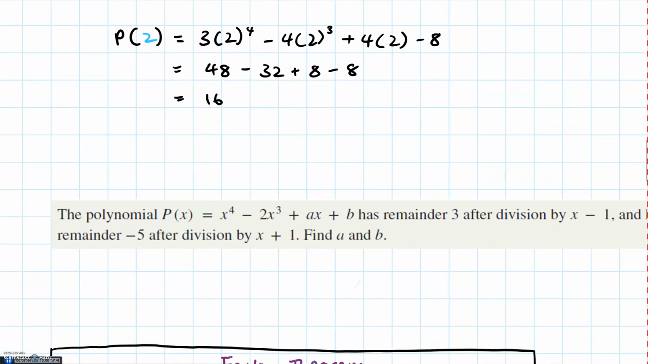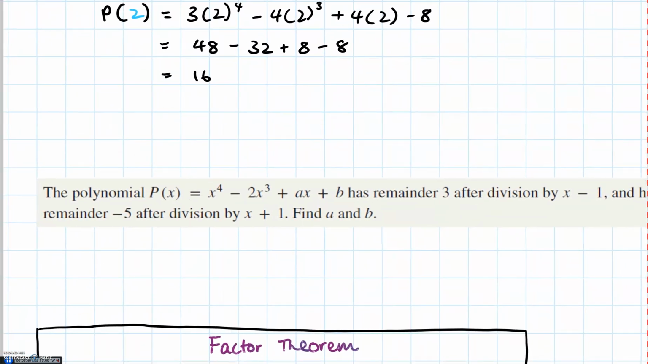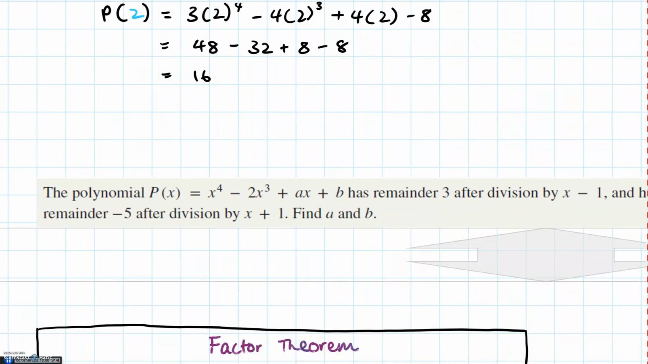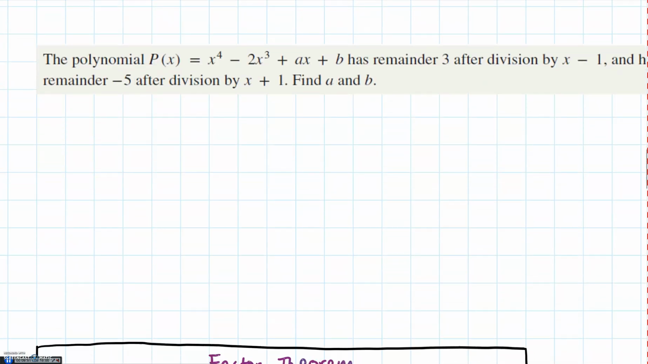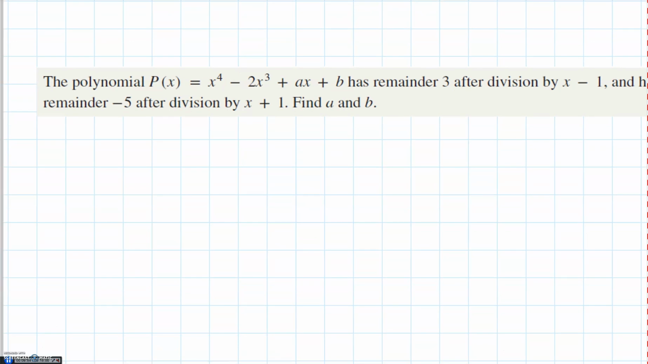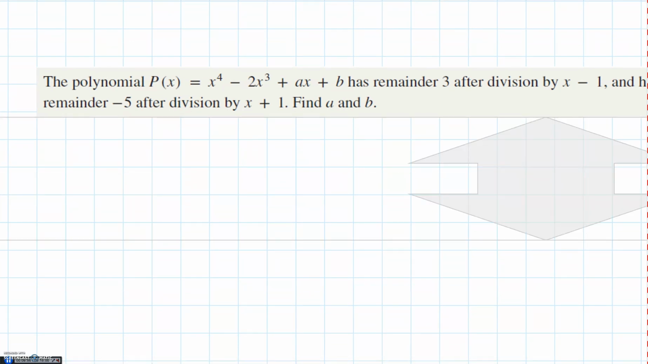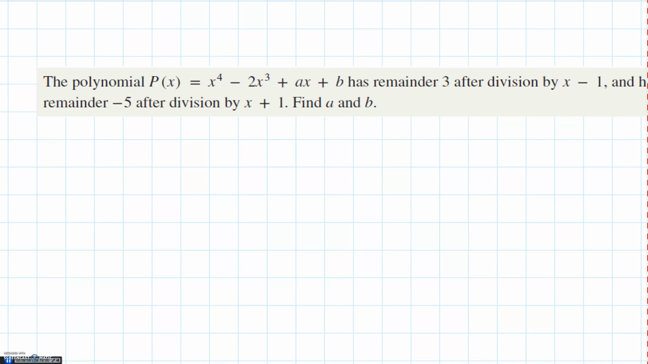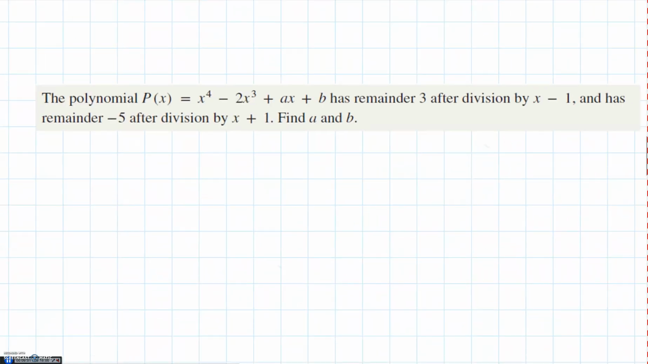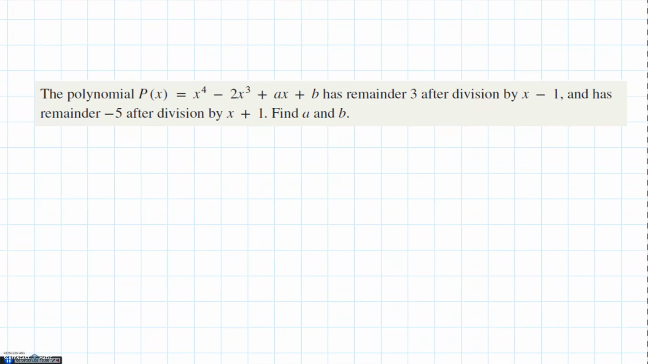I've got another question here. Now I'm going to scroll this down a bit. So this next question has a polynomial p of x, which is given here: x to the power 4 minus 2x cubed plus ax plus b has a remainder 3 after division by x minus 1 and has a remainder negative 5 after division by x plus 1. We want to find a and b. So here we've got two unknowns in our polynomial, a and b, and we want to find them. We're going to use our remainder theorem to help us solve this.